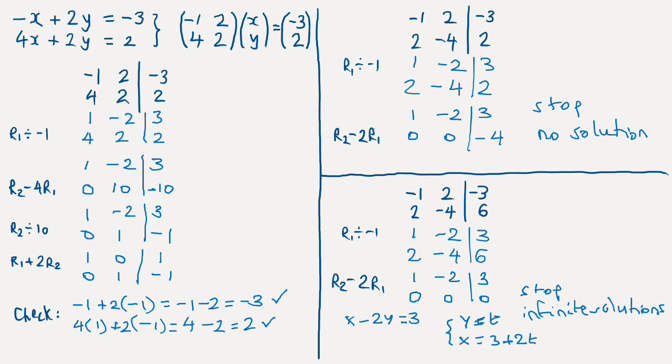So for example, if t was 0, then one solution would be y equals 0 and x equals 3. Another solution might be y equals 1 and x equals 5. So t can be anything, so there's an infinite number of solutions here.